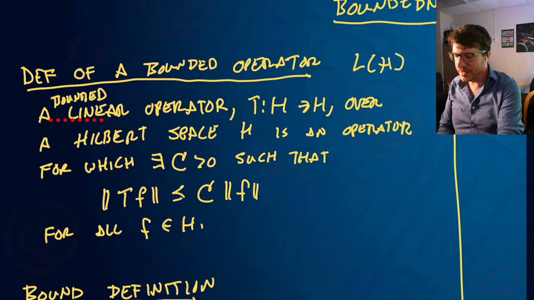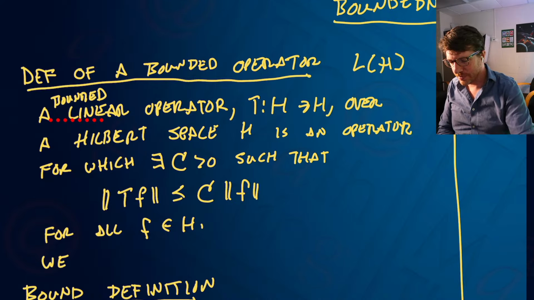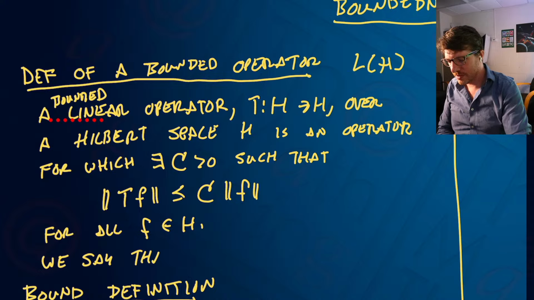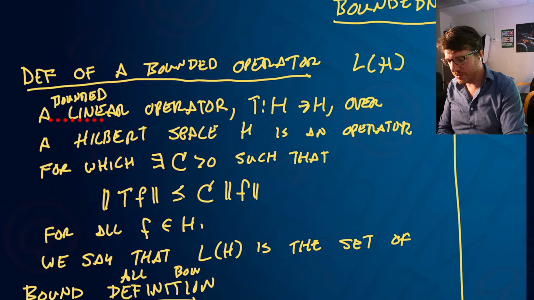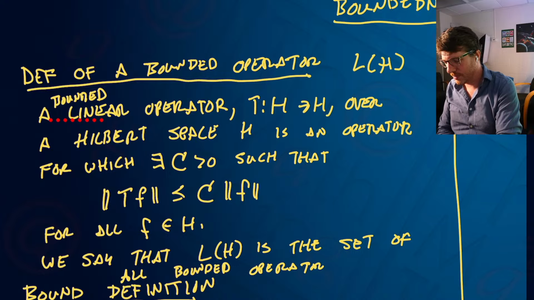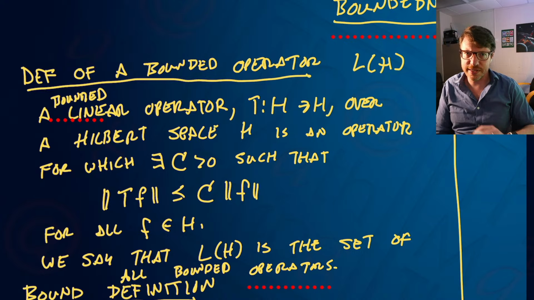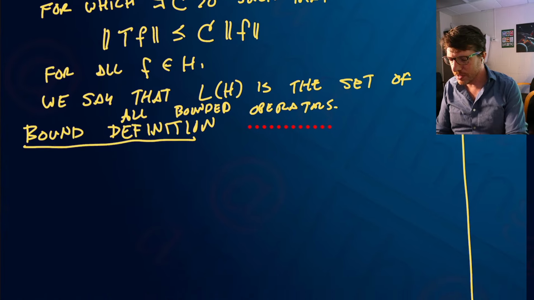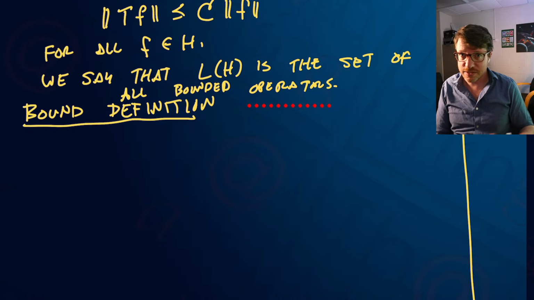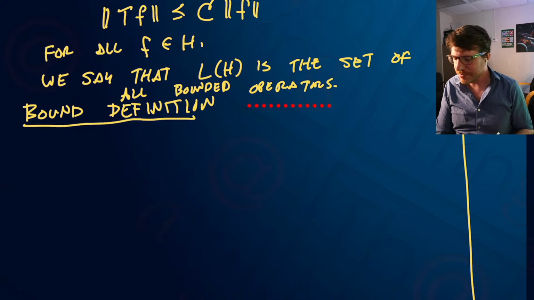And so that's really nice. And then we say that L(H) is the set of all bounded operators. It's actually pretty trivial to show that this ends up giving you a vector space. You can go ahead and show that yourself. The fact that it's a complete space is something we should show at some point, but today we're not going to get into that.